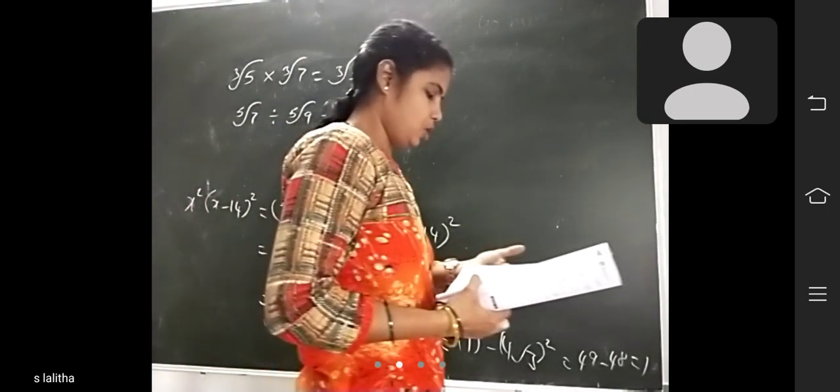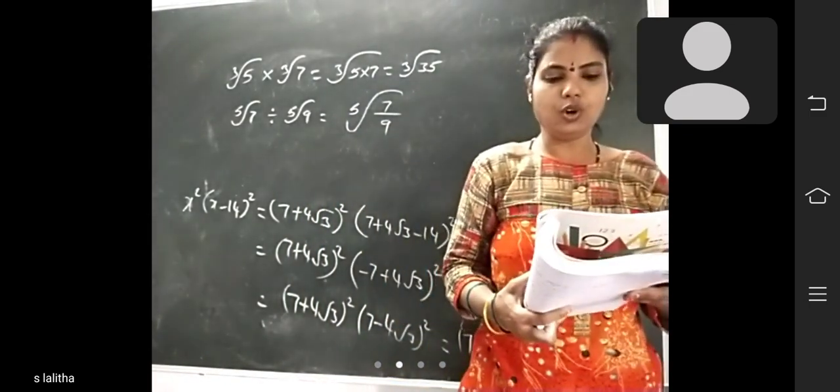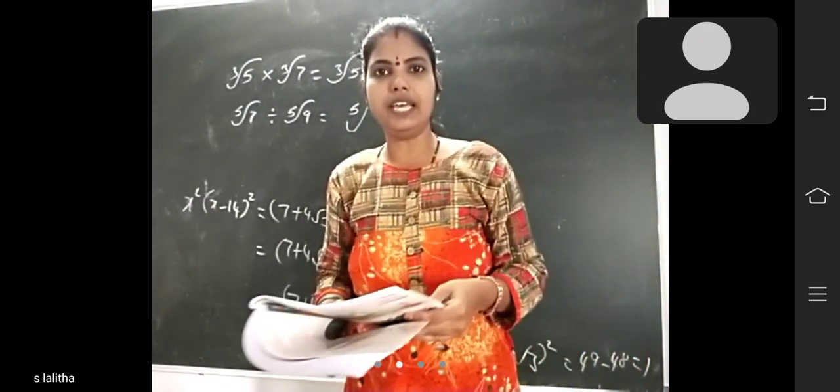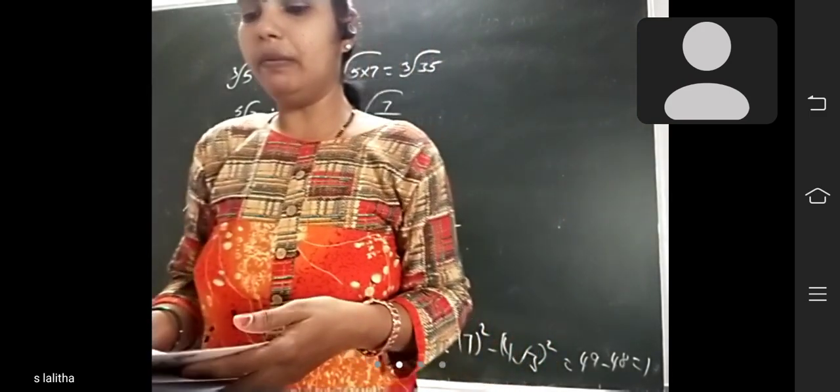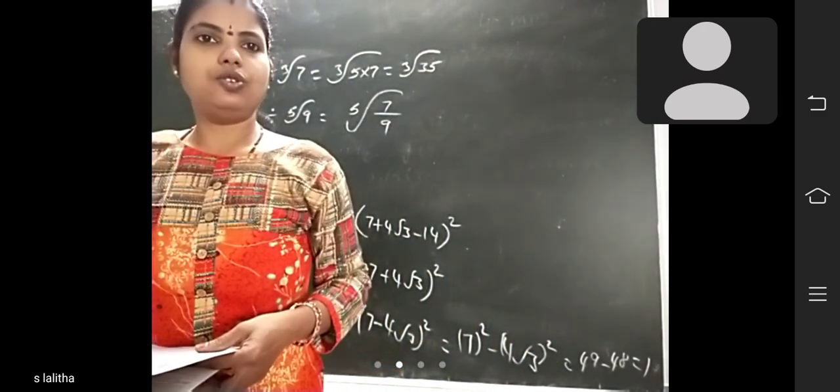Next, mean proportional. The mean proportion of two positive numbers a and b is root ab. What is the mean proportional? For a and b it is root ab.